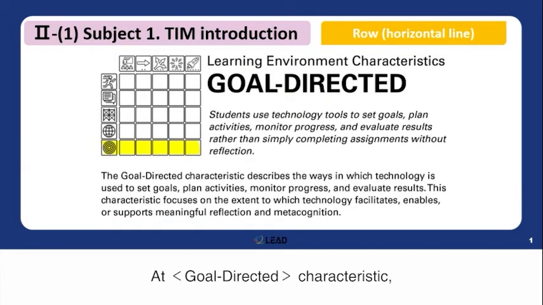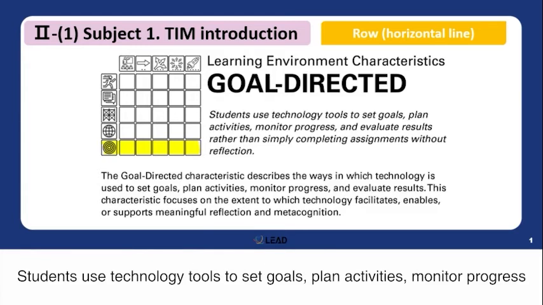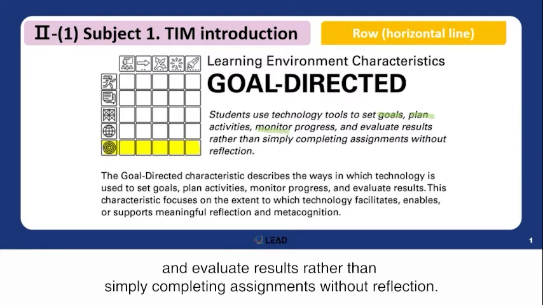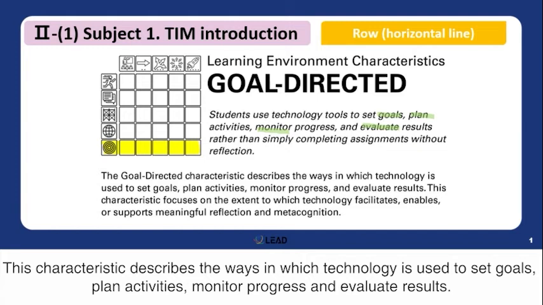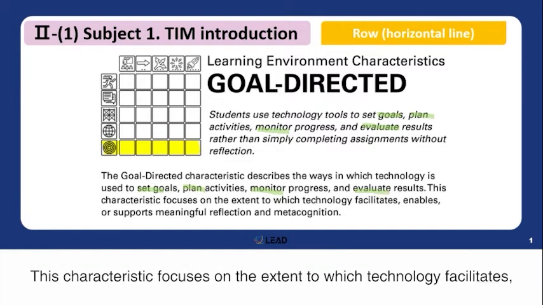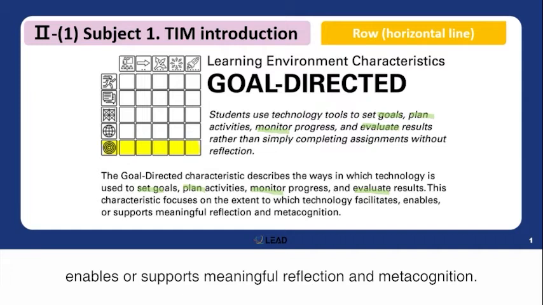In the goal-directed characteristic, students use technology tools to set goals, plan activities, monitor progress, and evaluate results, rather than simply completing assignments without reflection. This characteristic describes the way in which technology is used to set goals, plan activities, monitor progress, and evaluate results. This characteristic focuses on the extent to which technology facilitates, enables, or supports meaningful reflection and metacognition.